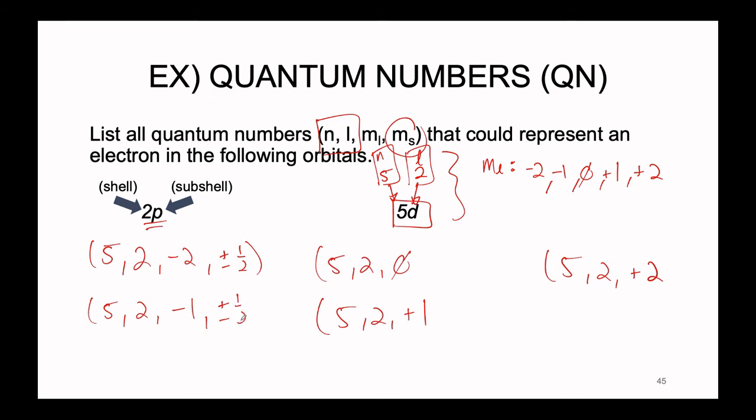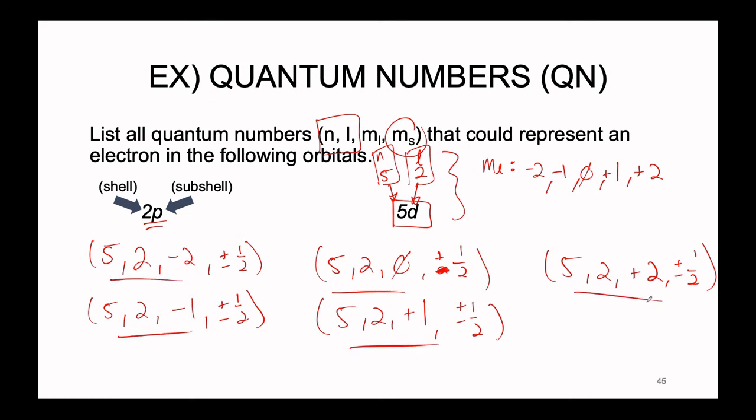And I'm gonna do that for each of these combinations, +or-1/2, +or-1/2, +or-1/2, +or-1/2, and last but not least, +or-1/2. So we can see that there are 1, 2, 3, 4, 5 valid orbitals that a plus or minus 1/2 electron could occupy, provided that it is in a 5d orbital label.